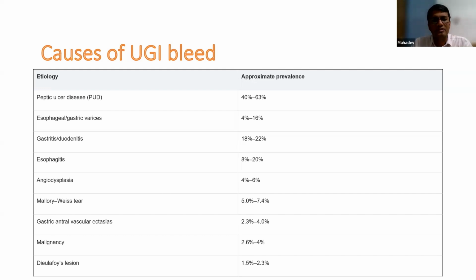Next cause is esophageal or gastric varices, which account for 4 to 16% of the causes for upper GI bleed. Gastritis or duodenitis causes 18 to 20%. Esophagitis causes 8 to 20%. Angiodysplasias is 4 to 6%. Mallory-Weiss is 5 to 7%. Ectasias cause 2 to 4%. Malignancies around 2 to 4%. And Dieulafoy lesions around 1%.